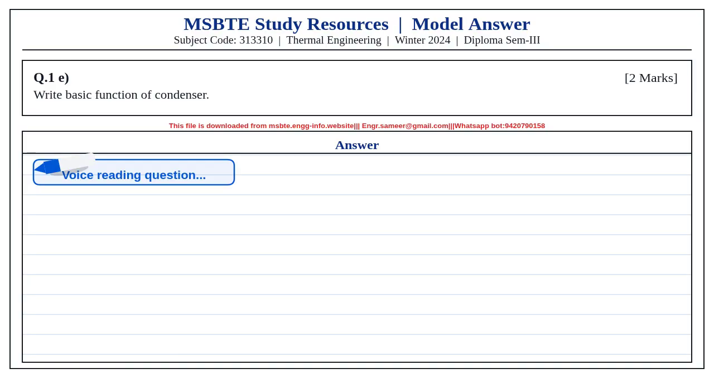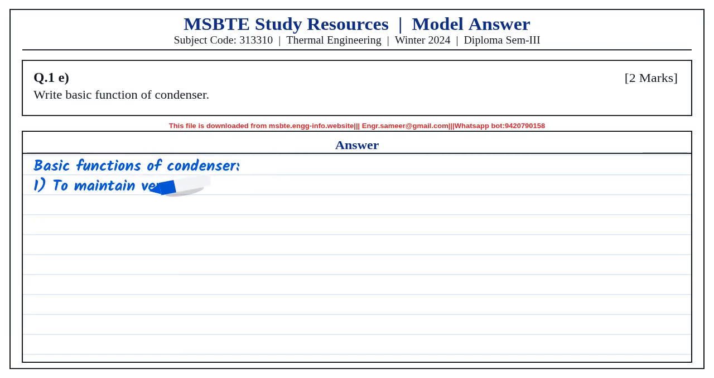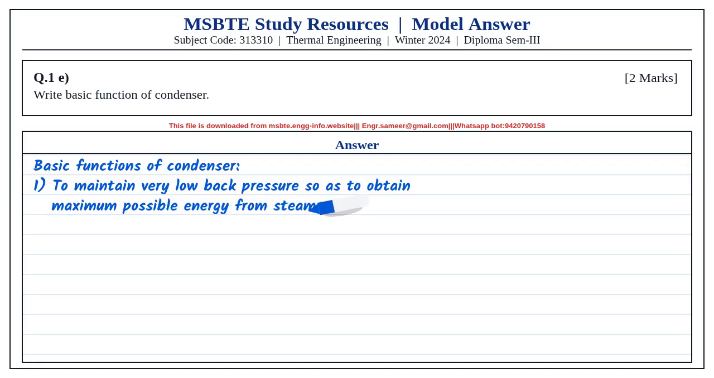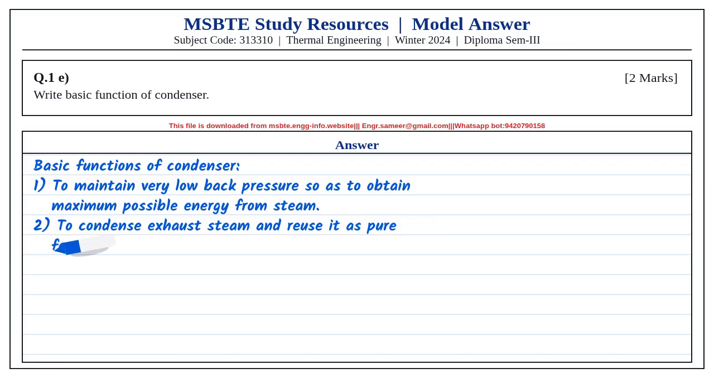Question 1e. Write basic functions of condenser. The basic functions of condenser are, first, to maintain very low back pressure so as to obtain maximum possible energy from steam. Second, to condense exhaust steam and reuse it as pure feed water for boiler. Third, to remove air and non-condensable gases.